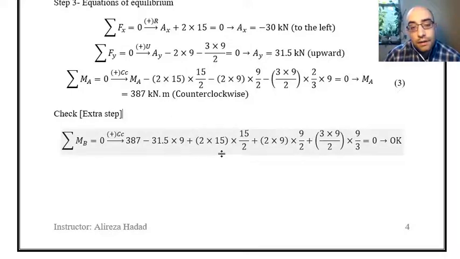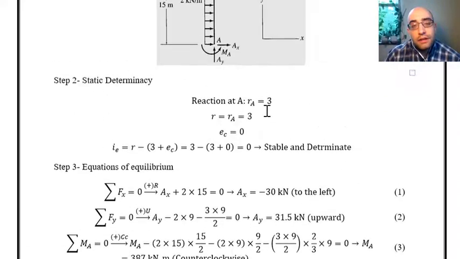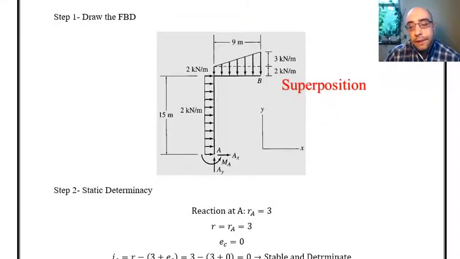and if I perform this calculation, you can see the final value is equal to 0, which means that my calculations about AX, AY, and MA are correct, and we could correctly find the reactions in this frame over here.